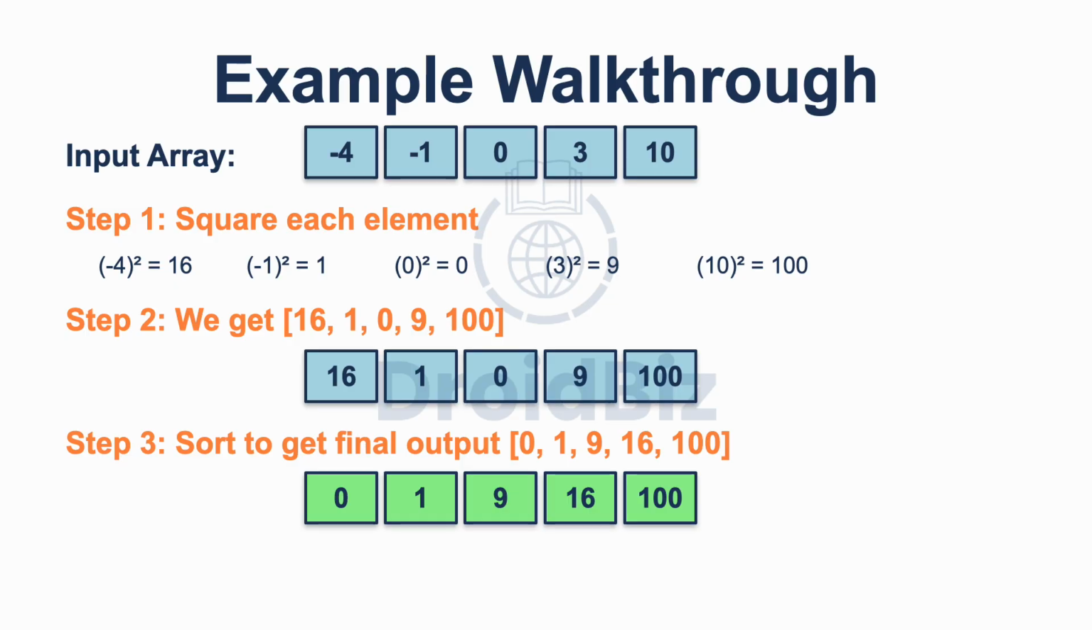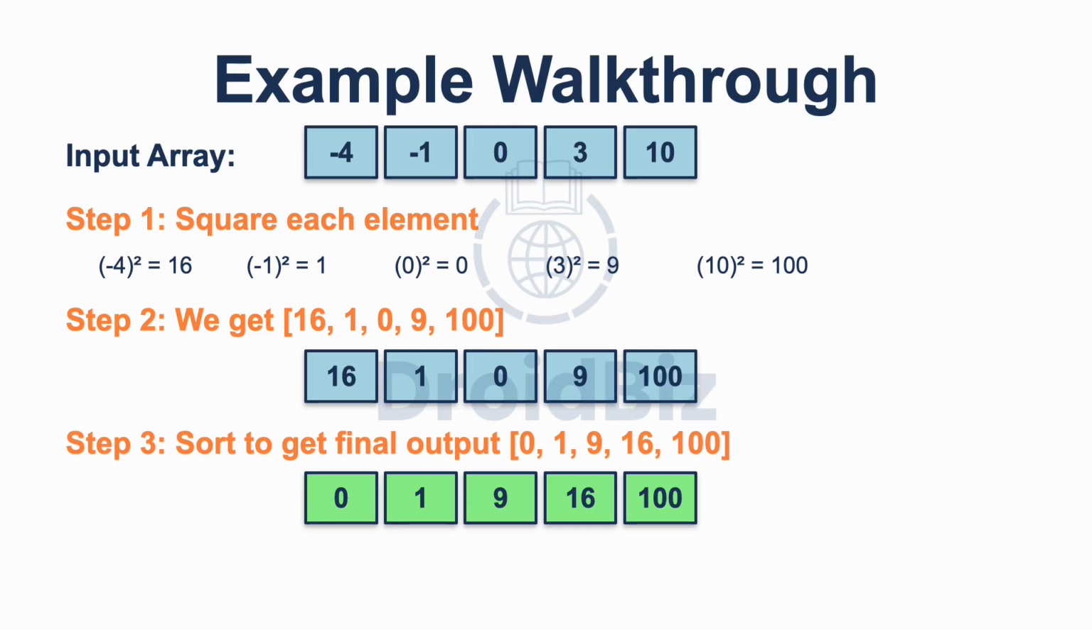Let's walk through an example step by step. Our input array is -4, -1, 0, 3, and 10. Step 1 is to square each element. -4 squared equals 16. -1 squared equals 1. 0 squared equals 0. 3 squared equals 9. And 10 squared equals 100.